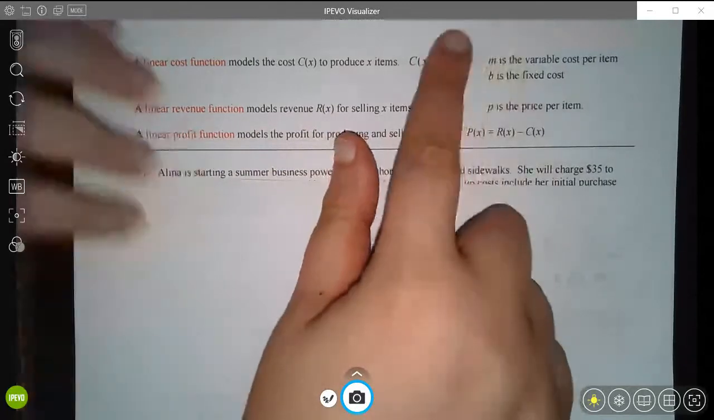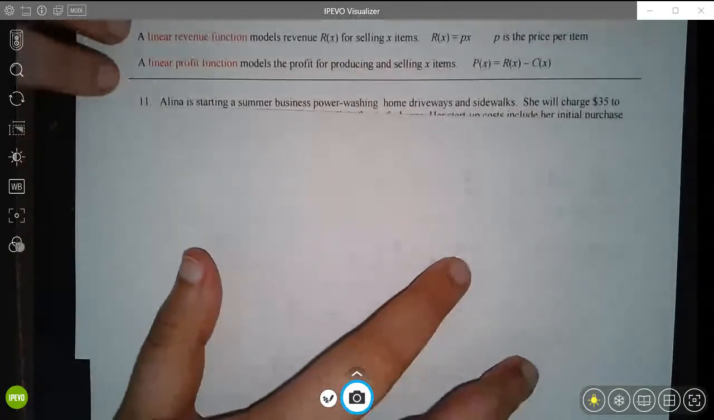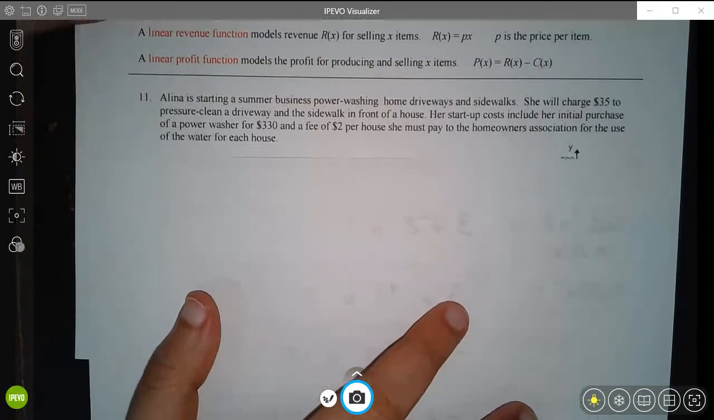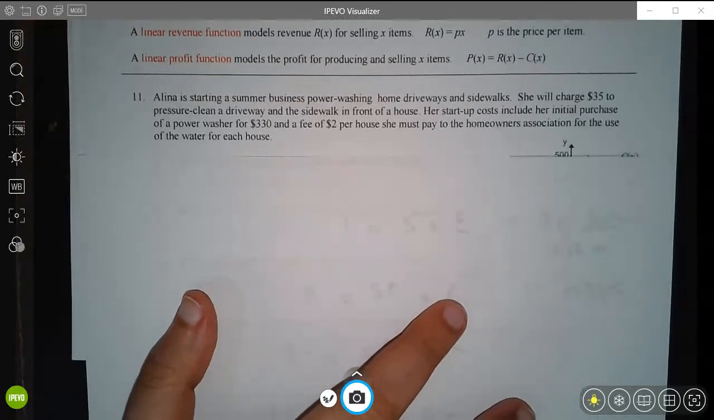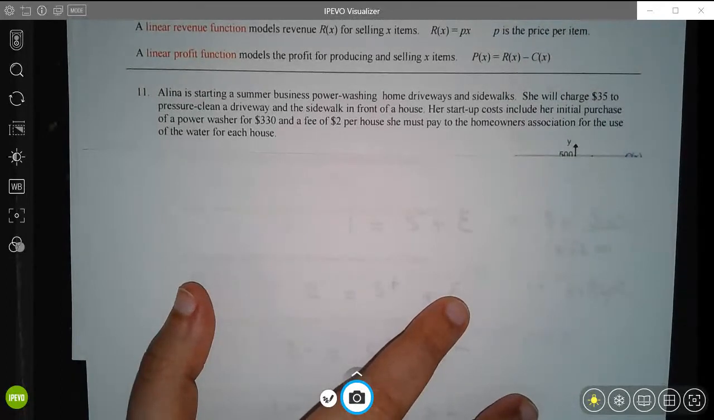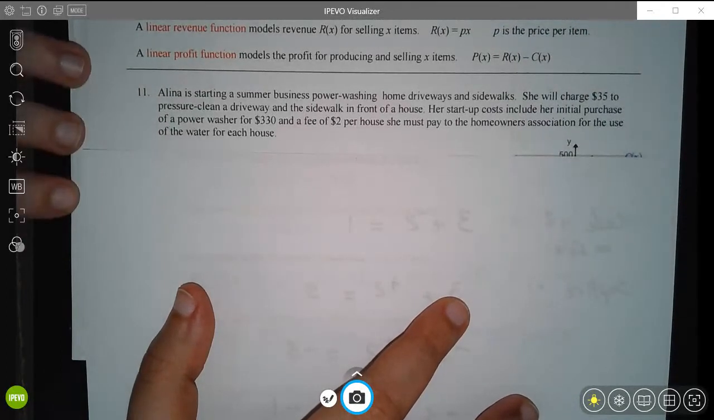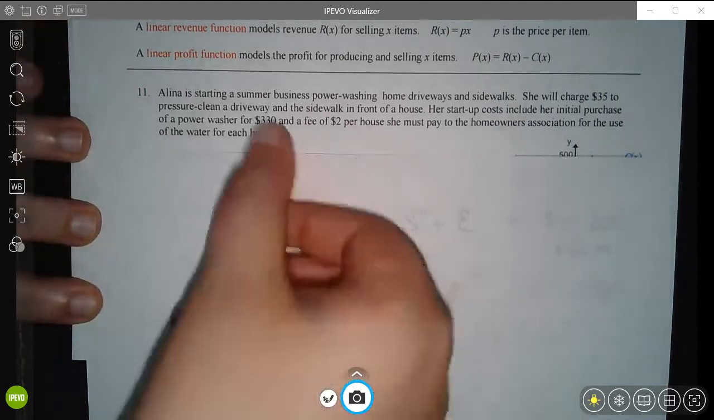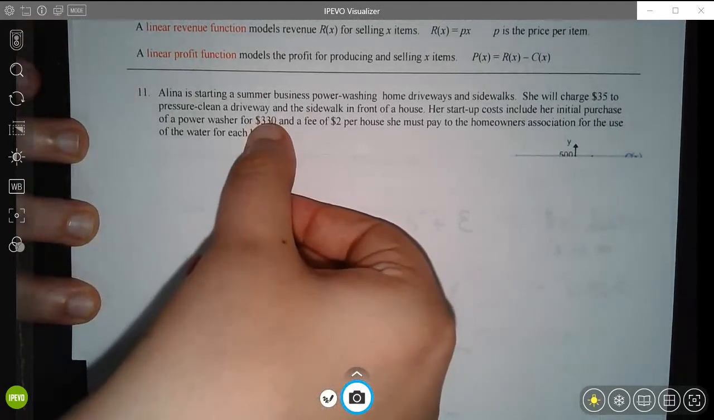Okay, now based on these three, let's take a look at the question. So here's what the question says. Alina is starting a summer business, power washing homes and driveways and sidewalks. Yes. Now, she will charge $35 to pressure clean a driveway and the sidewalk in front of the house. Her startup costs include the initial purchase of the actual washer, which is $330.